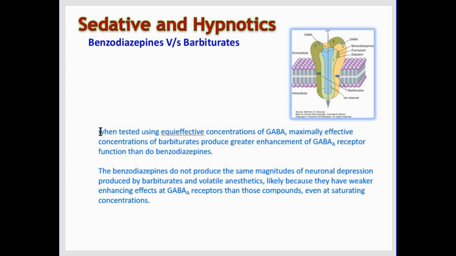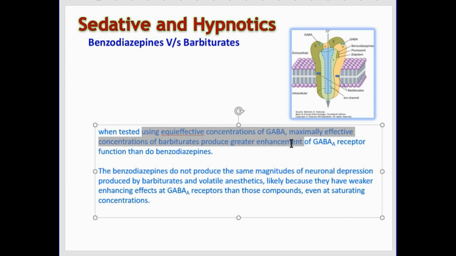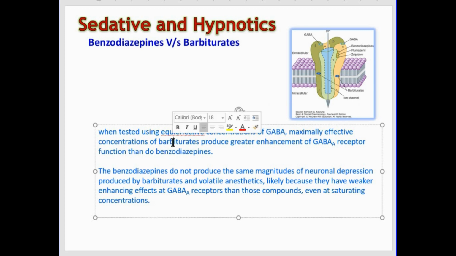If you give equally effective concentrations of GABA, the maximum effective concentration of barbiturate produces a greater enhancement of the response than benzodiazepines. So what this is saying is, if an equally effective concentration of GABA is given, which drug is producing more effect? Barbiturates or benzodiazepines? The barbiturates produce the greater effect because they can directly open the channel. They don't need GABA, right? Whereas benzodiazepines produce their effect only because they need GABA.